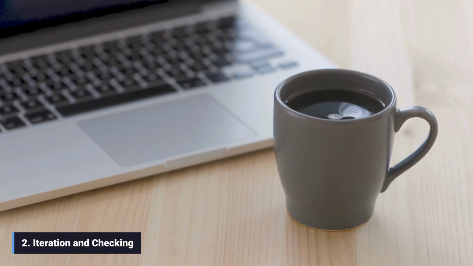2. Iteration and checking. We loop through every character in the word. Inside the loop, we check if the current character exists within our vowels reference string using the in operator. If it does, we increment our counter.